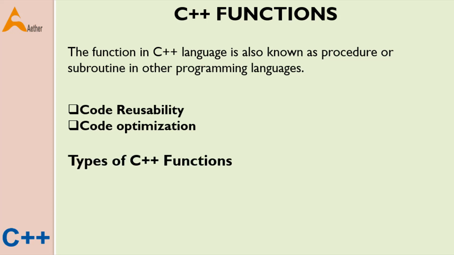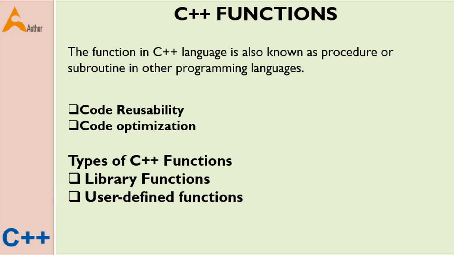Let's discuss types of functions. There are two types of functions in C++ programming. Library functions are the functions which are declared in the C++ header files such as sqrt, sin, cos, exp, etc. Two, user-defined functions are the functions which are created by the C++ programmer, so that he or she can use it many times. It reduces complexity of a big program and optimizes the code.